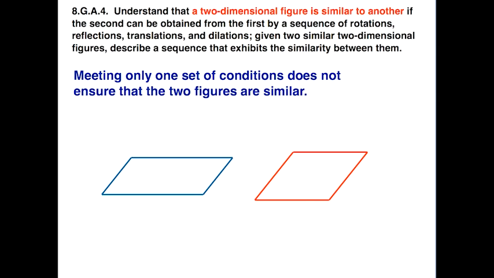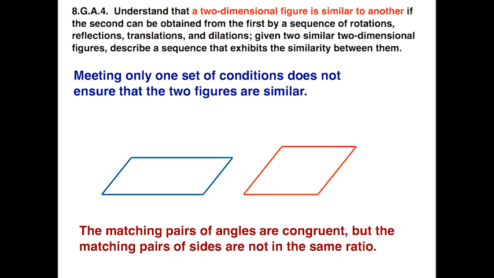Let's look at a second example. If we were to take one of these parallelograms and move it over, I can show that that pair of angles is congruent, this matching pair is congruent, that matching pair is congruent, and this fourth pair is congruent. So the matching pairs of angles are congruent, but the matching pairs of sides are not in the same ratio. Notice that, for example, one matching pair of sides, 5 and 10, that's in a 1-to-2 ratio.